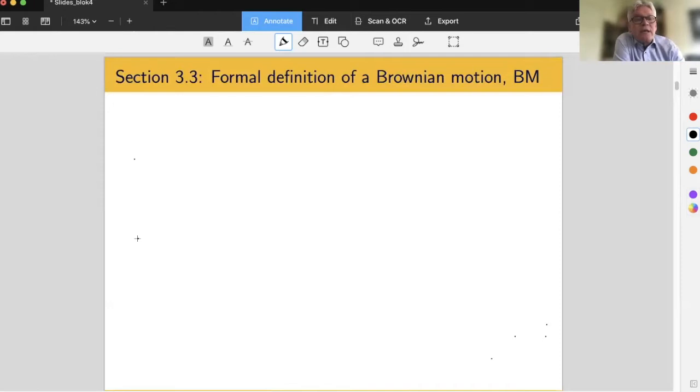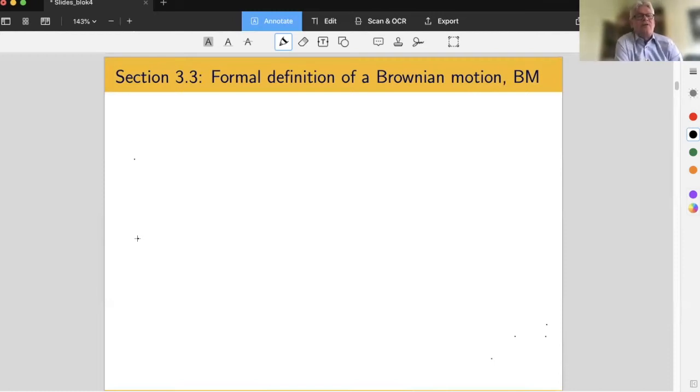Here I would like to discuss section 3.3, which is actually the formal definition of a Brownian motion. So in the previous lecture, we have seen a rough idea of how to get to Brownian motion. We have seen the discrete version of Brownian motion, the symmetric random walk, in sections 3.1 and 3.2. It actually constructs a process with the properties that we will be listing now.